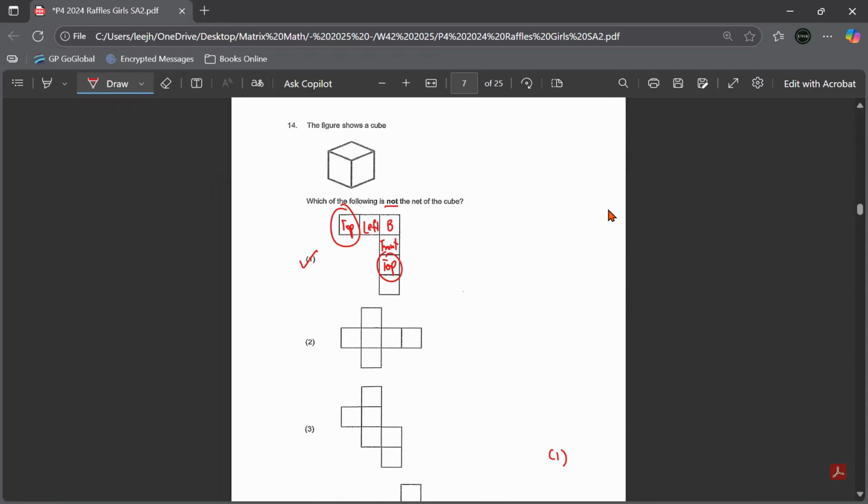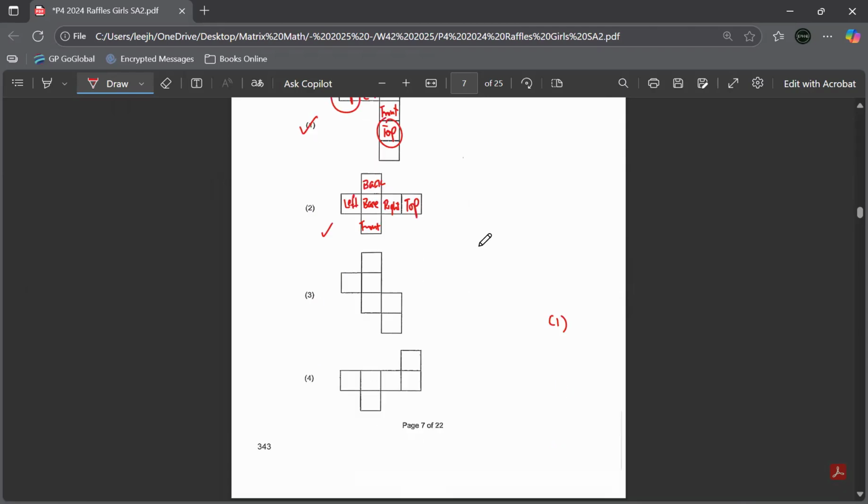It's the wrong net. But if you want to be sure, look at 2. Let's take this as the base. So this will be the left. This is the front. This is the back. Right? This will be the right. And when you flip this up, this will be the top. So this is correct. This is the net of a cube.